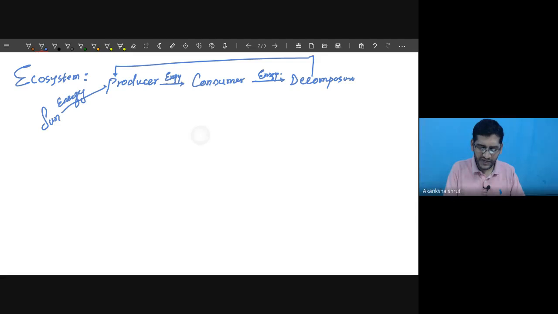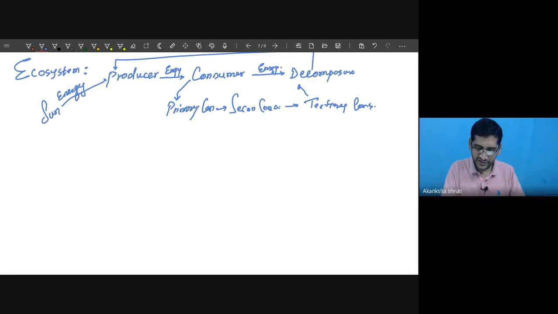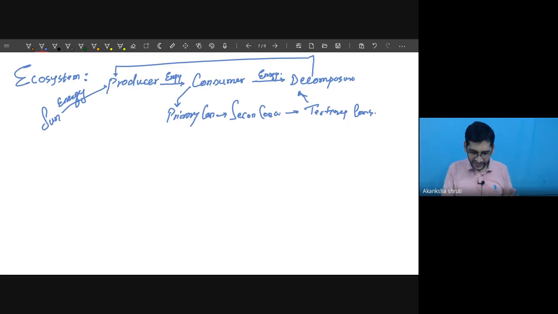Now this consumer, if you want to write this in more detail, then you may write this as the primary consumer, then secondary consumer, then tertiary consumer. Okay, students, but the important thing is that the decomposer you may connect here. So to rearrange all these things, we are putting them in a pyramidal form.